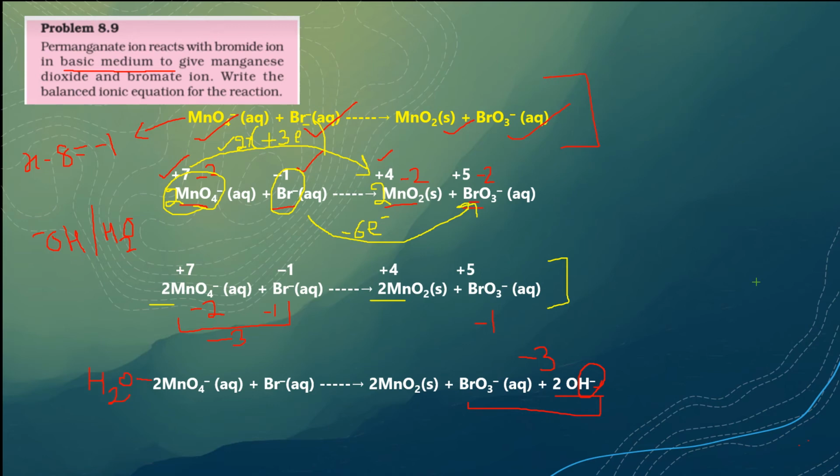And now again we will check our equation by counting all the atoms of all the elements which are present in different substances. Two hydrogens sorted, one oxygen, 4 into 2, 8 oxygens, 9 in total on the left hand side. On the right hand side, I have 2 into 2, 4 oxygens, plus 3 oxygens, 7, plus 2 oxygens, 9. Perfect. Oxygen is also balanced. There are 2 Mn and there are 2 Mn. And there is one bromide, one bromide. So I have cross-checked. My equation is perfectly balanced.